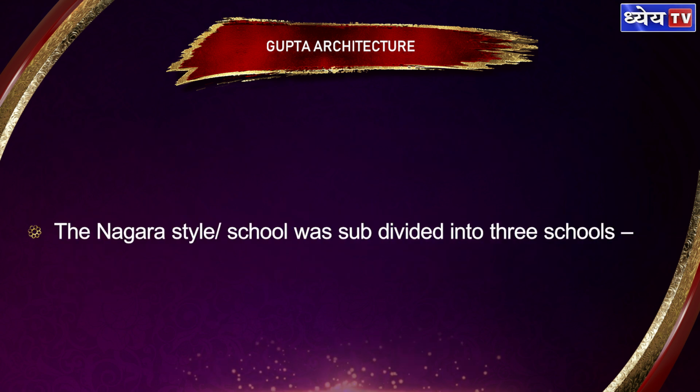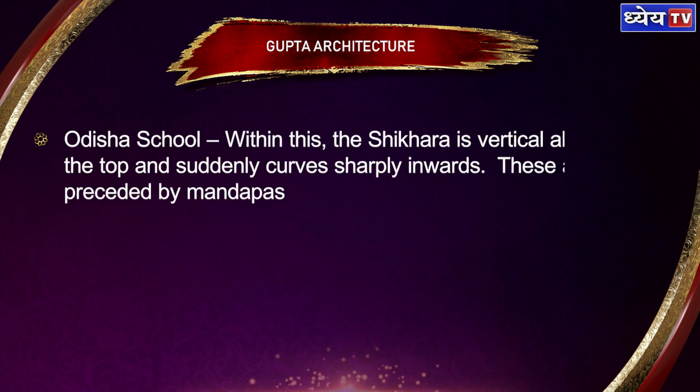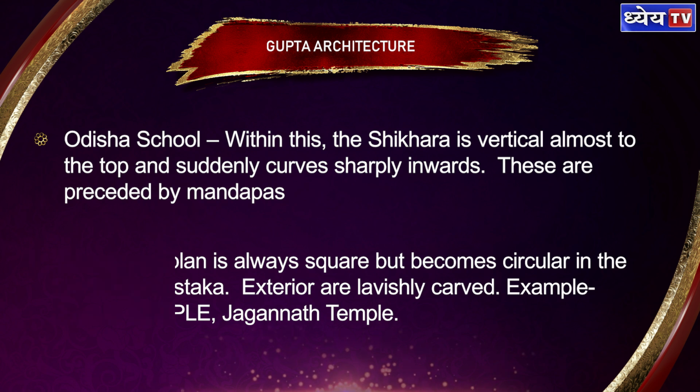The Nagara style or the school was subdivided into 3 schools: the Odisha school, the Khajuraho school, and the Solanki school. The Odisha school, within this, the shikhar is vertical almost to the top and suddenly curves sharply inwards. These are preceded by mandapas. The ground plan is always square but becomes circular in the crowning mastaka. Exterior are lavishly carved. The best example of this is the Konark temple and the Jagannath temple.